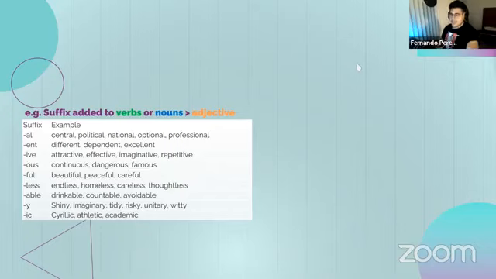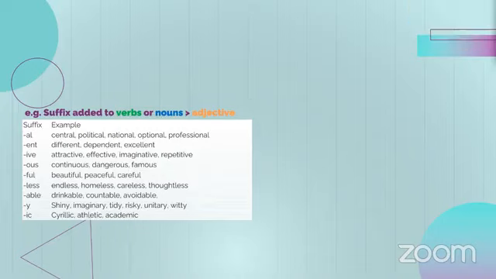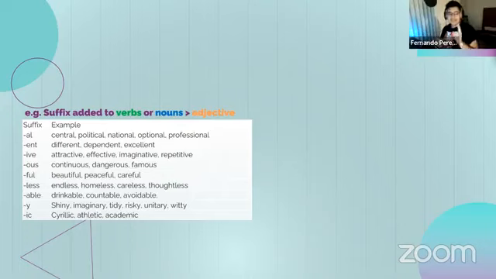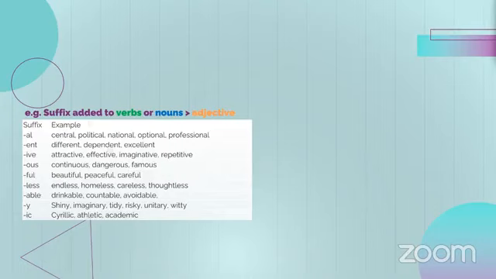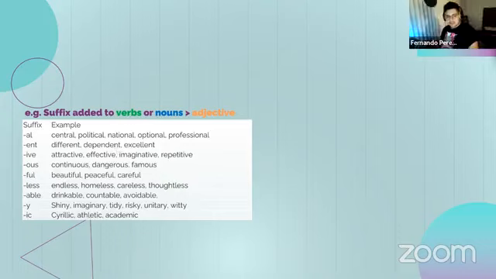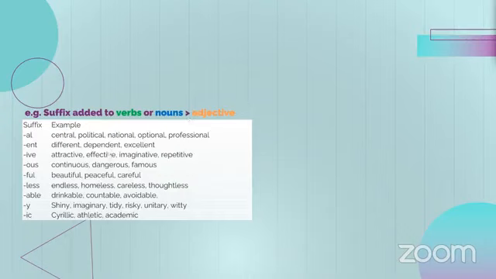Let's go with Jessie, help me with ent. Different, dependent, excellent. The second one. Repeat the second one. Dependent. There is an extra syllable. Dependent. Okay, dependent. Much better. Different, dependent, excellent. Much better.